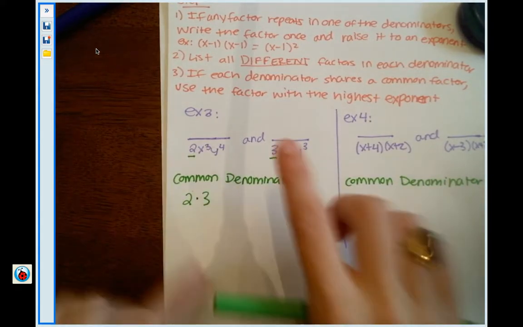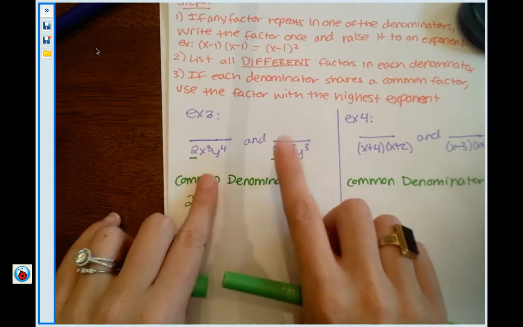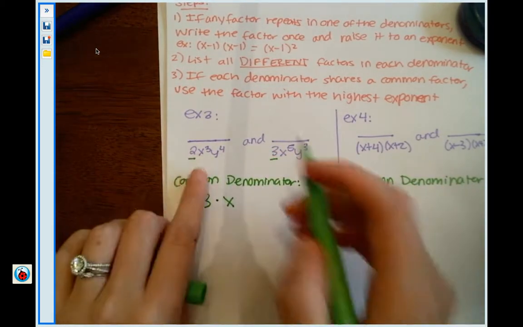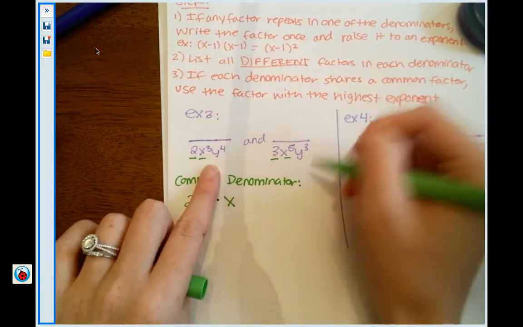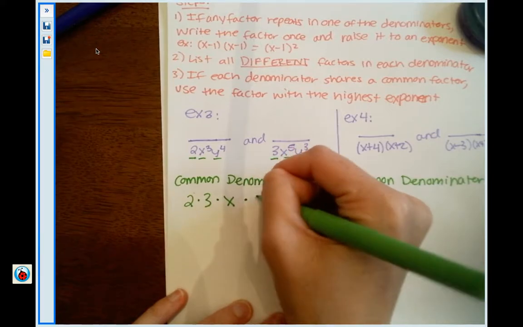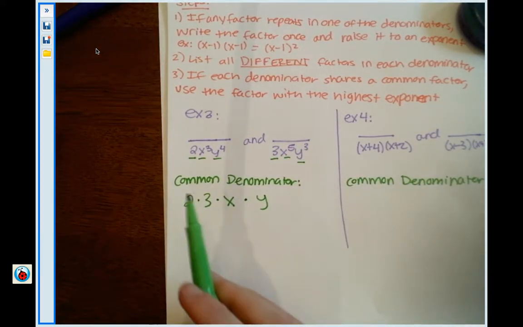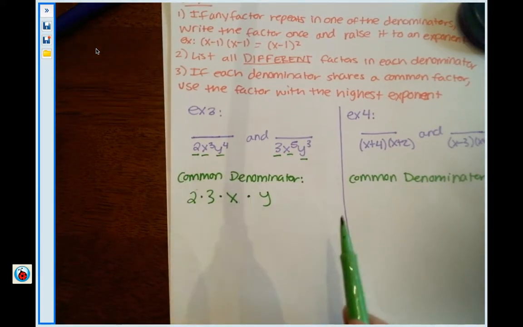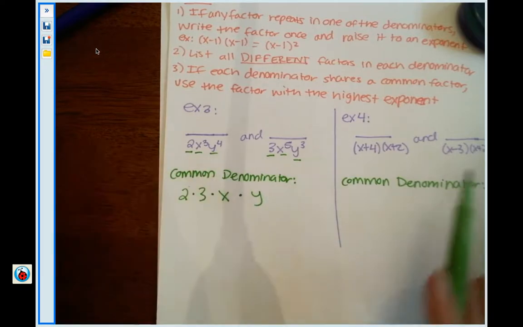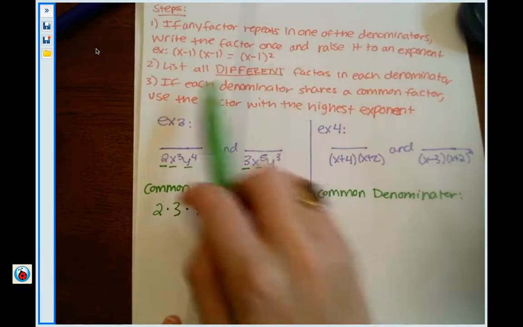That's the first step. Okay, we have x's in each denominator, so I know I'm going to be grabbing an x eventually, and I have y's in both denominators. So I'm going to eventually grab a y. So if you see here, we grabbed one of every different kind of thing I can see in my denominators. I grabbed the 2, the x, the y, and the 3. Those are all the different things in my denominators. Okay, so we did that.